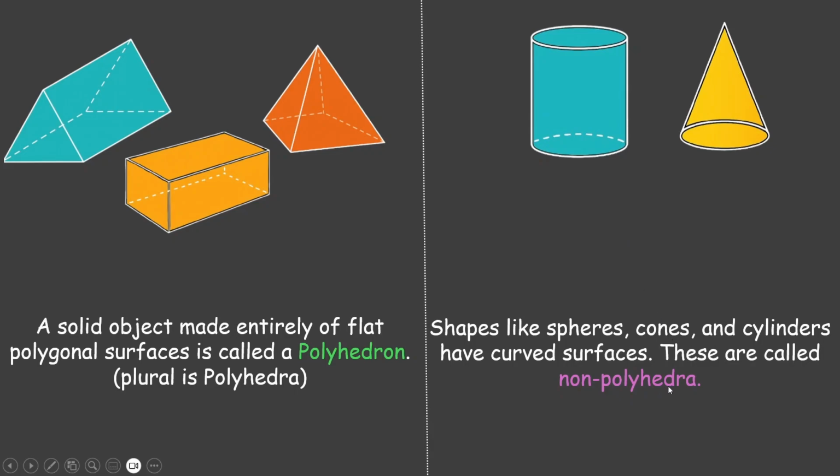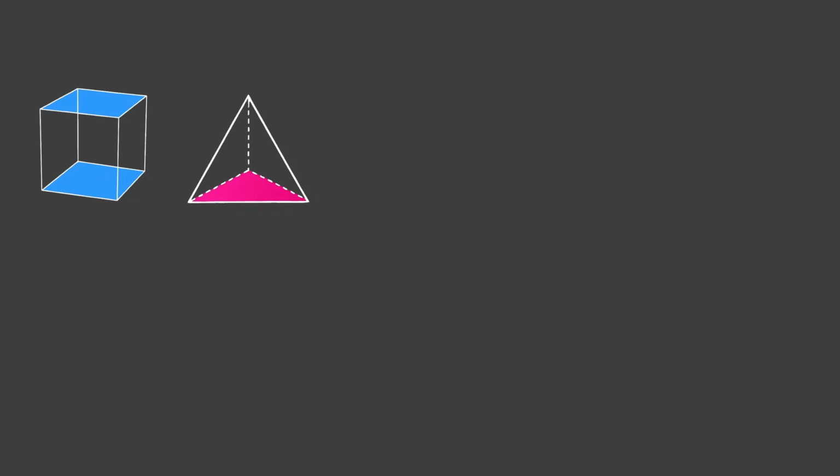These are called non-polyhedra. Here, these flat polygonal surfaces are called faces, and the lines where the faces meet are called edges. Also, these corners where the edges meet are called vertices. Let us look at some examples of polyhedron.